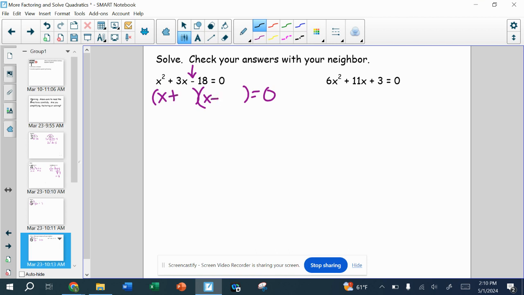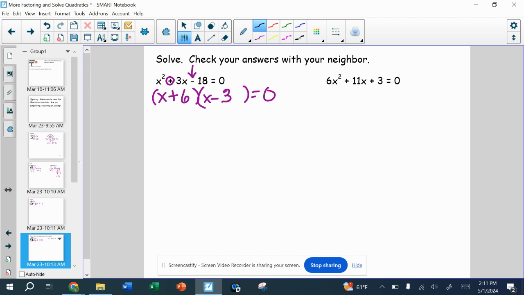So one's a plus and one's a minus. I need numbers that multiply to be 18, but because they're different signs, they subtract to be 3. So that would have to be 6 and 3. And if I've got a plus 3 right here, my big number always matches that sign. So I've got more positives. The 6 is going to go here with the plus. 3 is going to go right here.